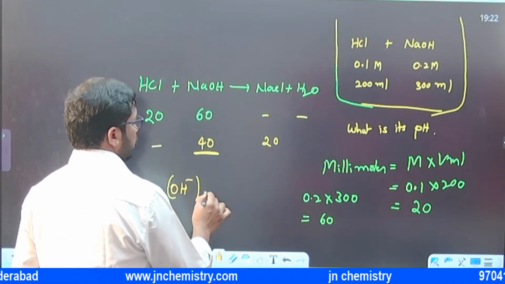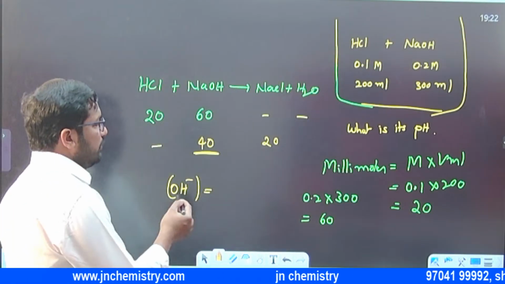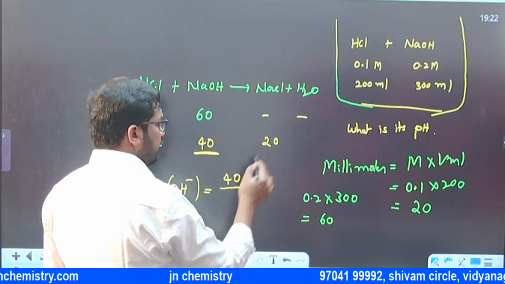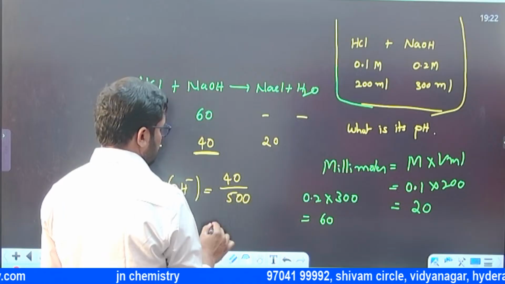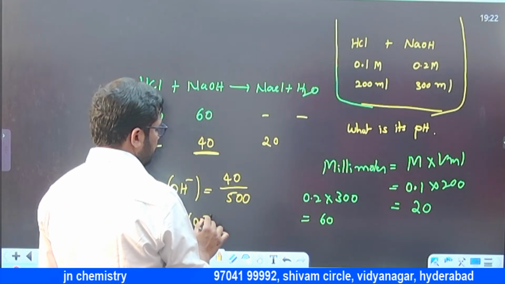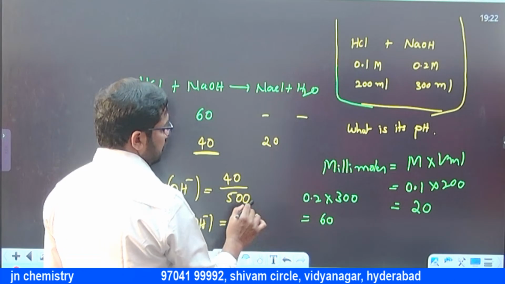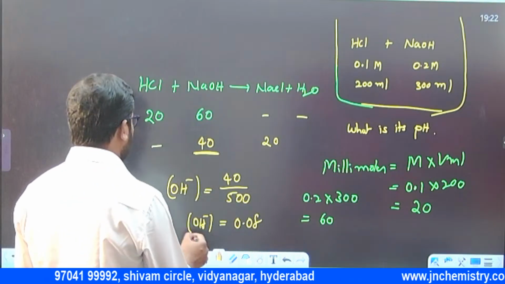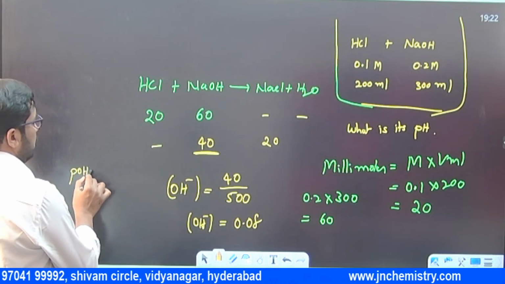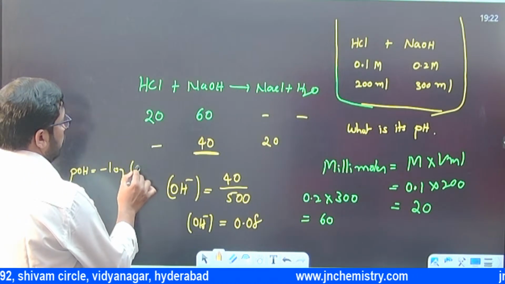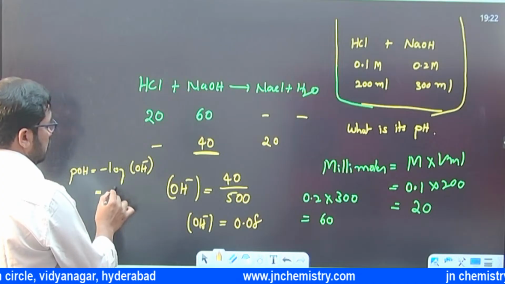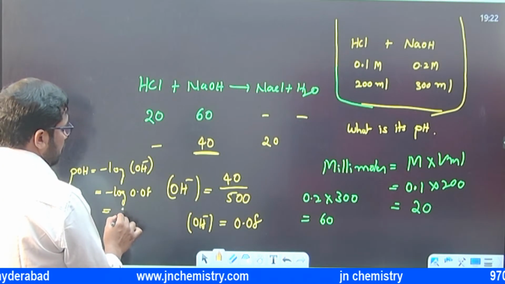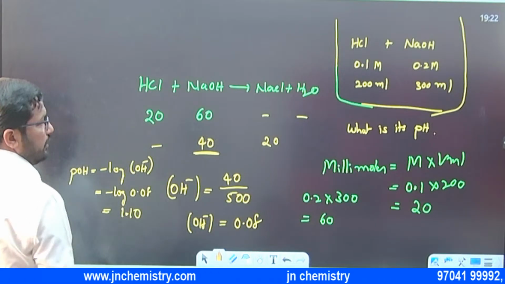OH minus ion concentration is equal to what? Millimoles by total volume. Total volume is 200 plus 500. So the OH minus ion concentration will be 0.08. Now calculate the pOH. pOH is equal to minus log of the OH minus ion concentration. So minus log 0.08 gives approximately 1.10 pOH.